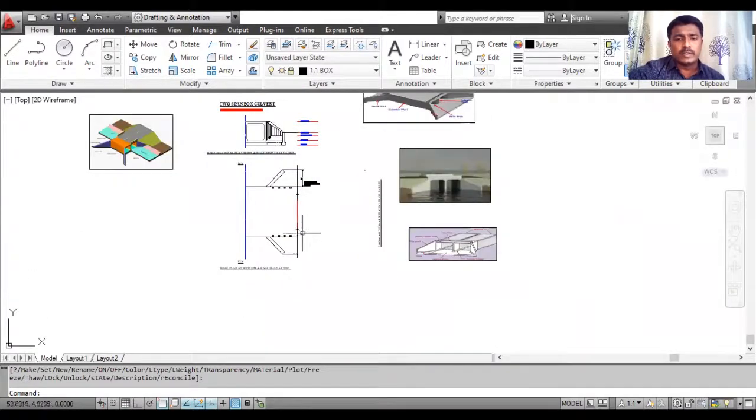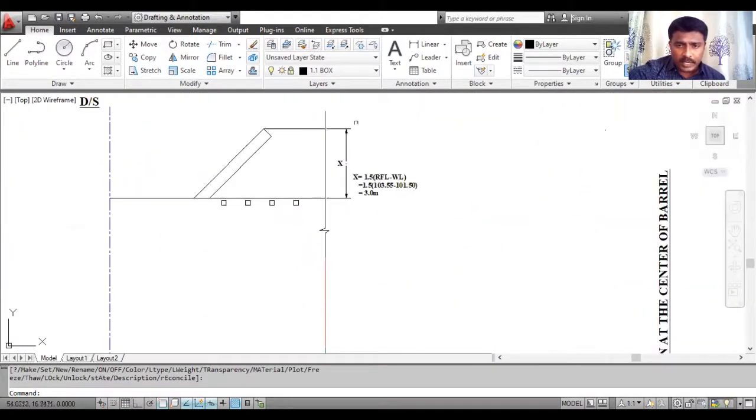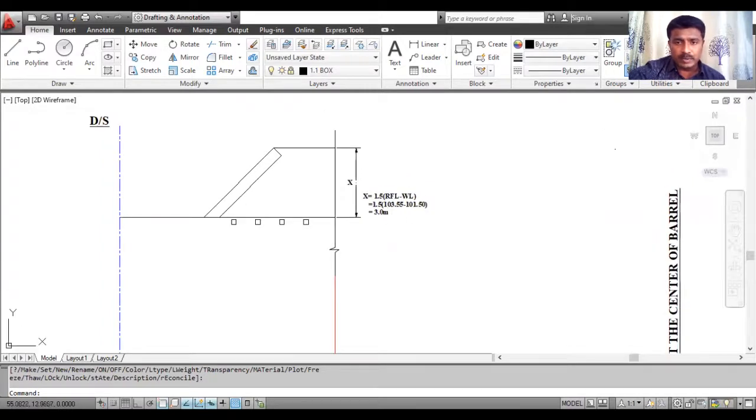So ನೀವು ಈ ಡಿಸ್ಟೆನ್ಸ್ ನ ಫೈಂಡ್ ಔಟ್ ಮಾಡಬೇಕು ಅಂದ್ರೆ x is equal to 1.5 into road formation level minus wing wall level. So ಇದಿಷ್ಟು ಮಲ್ಟಿಪ್ಲಿಕೇಶನ್ಸ್ ಮಾಡಿದಾಗ x value is equal to 3 meter. So you draw ಒಂದು horizontal line or parallel line with respect to this line. ಸೊ ಈ ಪಾಯಿಂಟ್ ಸಿಗುತ್ತೆ. So then ಈ ಪಾಯಿಂಟ್ ಇಂದ splayed wing walls.